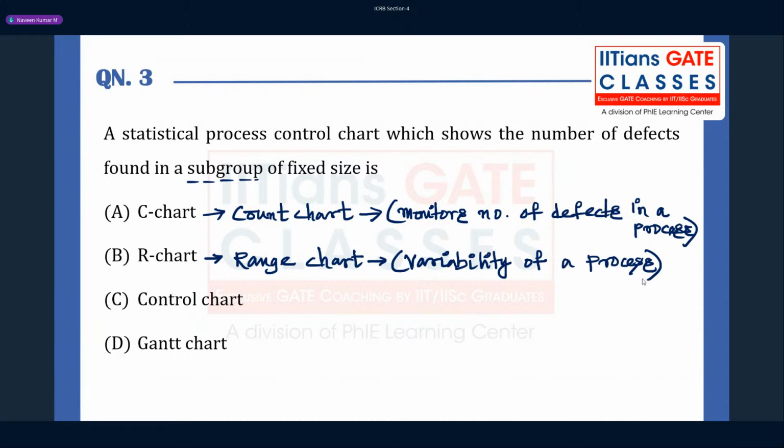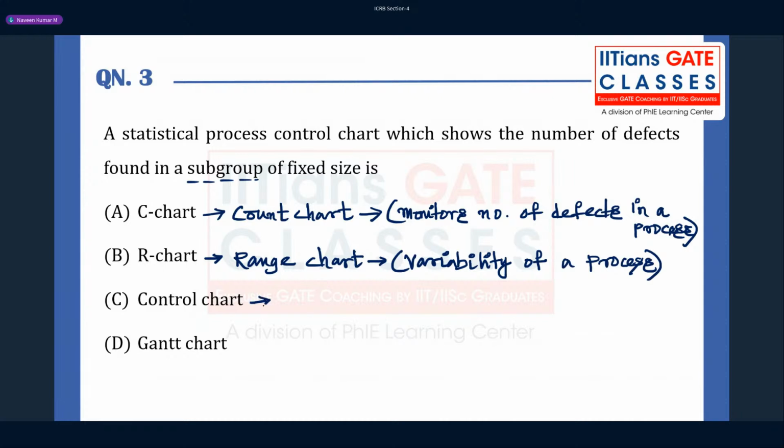Defects will come after the parts have been manufactured. The process itself varies because of so many variations. It can be anything: the environment, the person who is working. So many things are there. So it is the variability of the process itself. The main thing is the environment, like how you're trying to do the process.